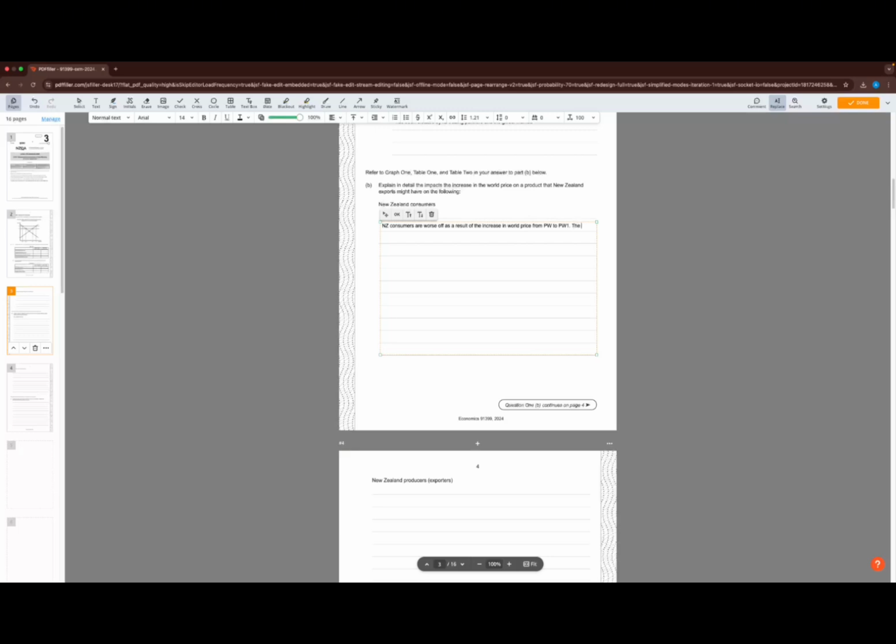The increase in world price causes consumers to pay a higher price of PW1 as opposed to PW. This means the difference between what they're willing and able to pay has decreased.